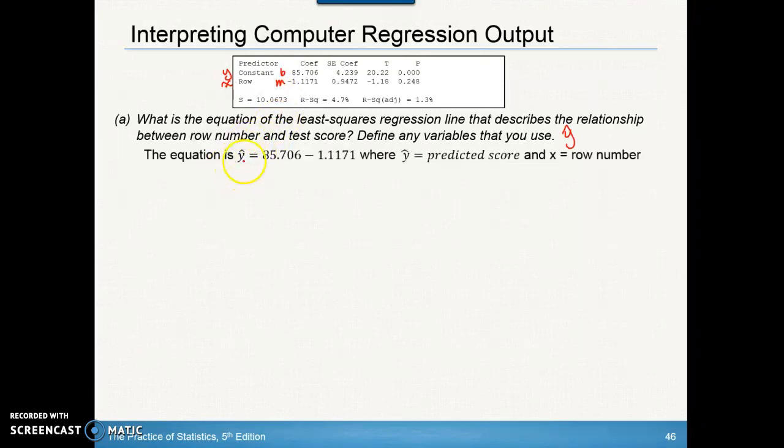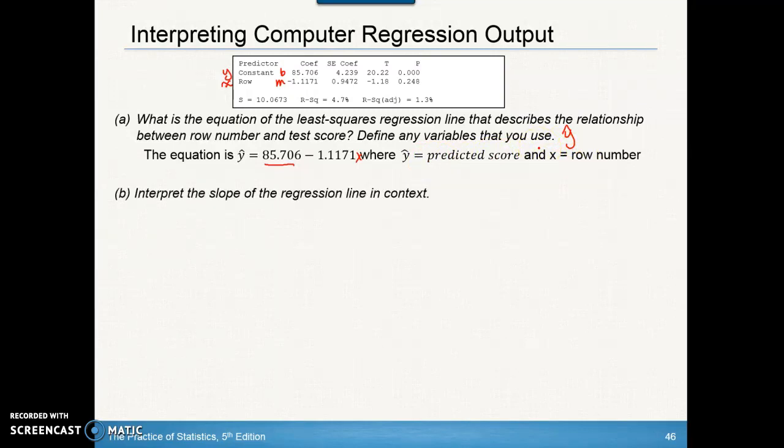So our formula is y hat equals 85.706 minus 1.1171x, where y hat, make sure you're including your y hat here, and when you write y hat, make sure you say predicted score, and x is your row number.